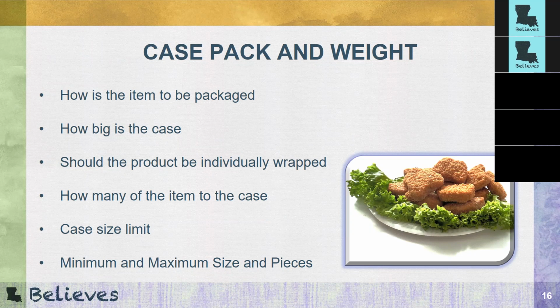Describe the minimum and maximum size of the product you would be willing to accept. Some examples on our chicken nuggets may be minimum weight is 3.9 ounces and cannot exceed 4.1 ounces. Or there must be 5 nuggets per 3 ounce portion.